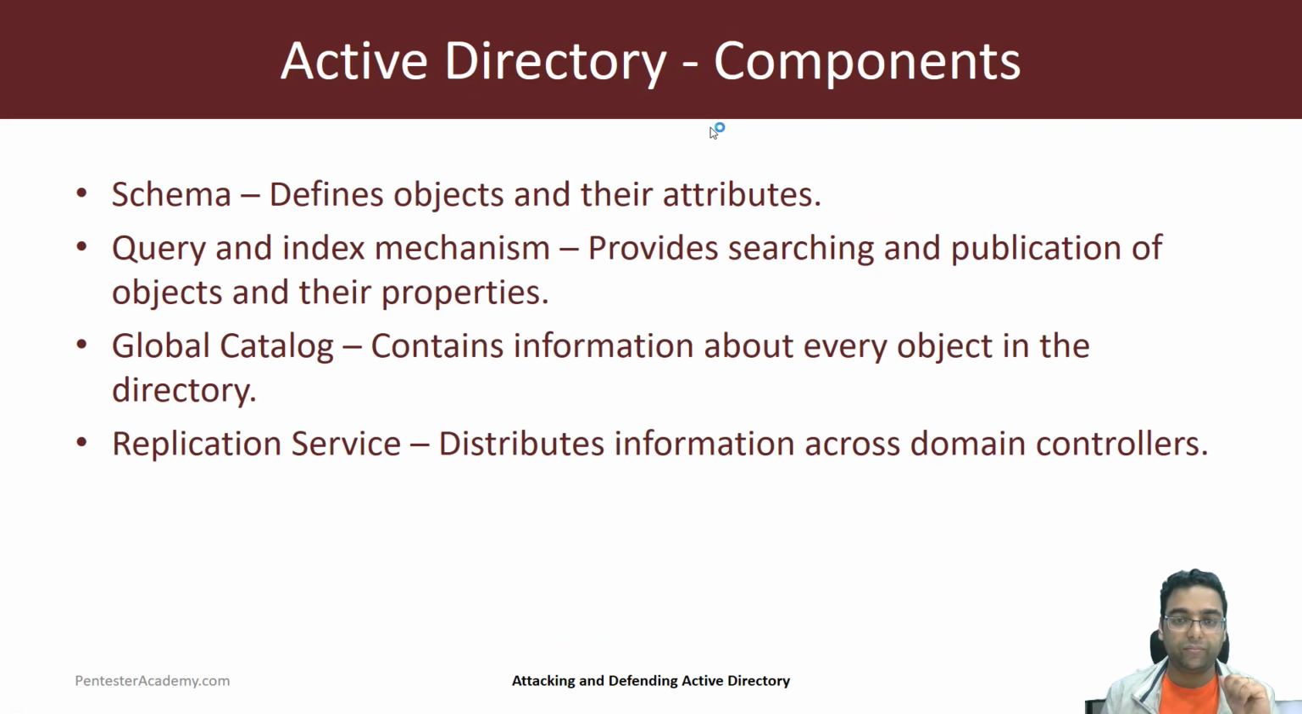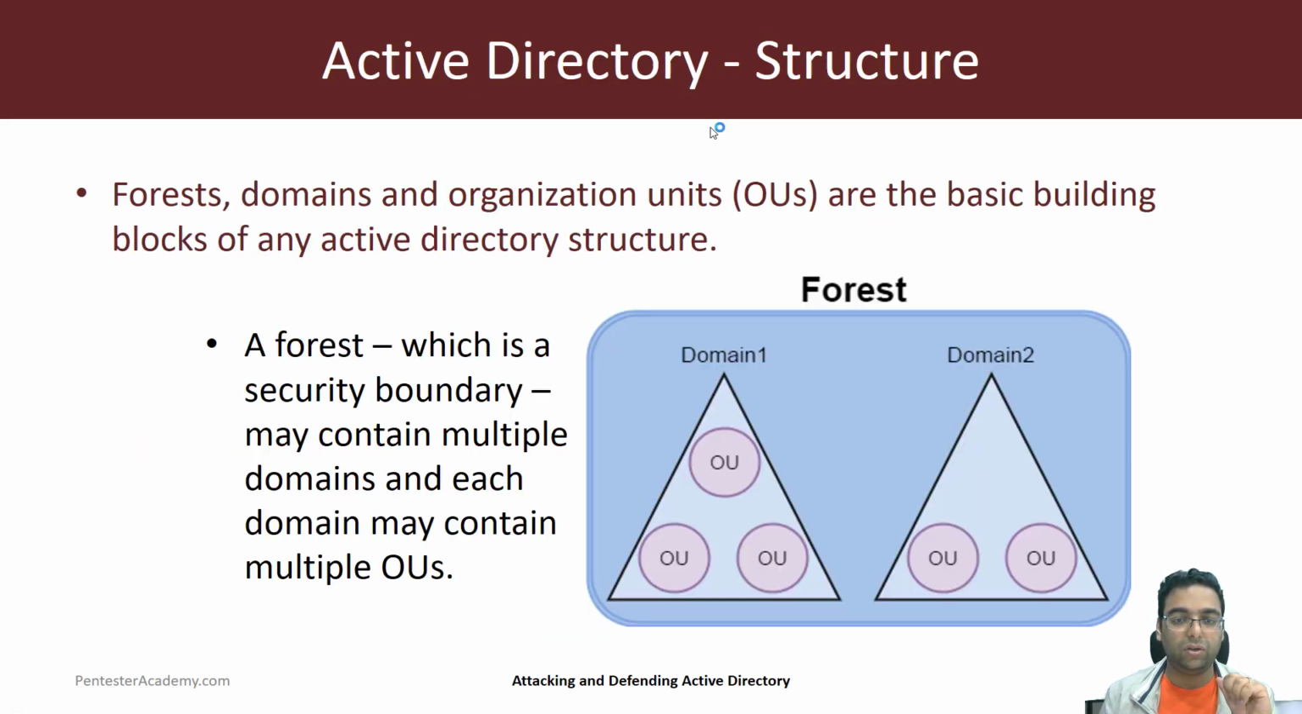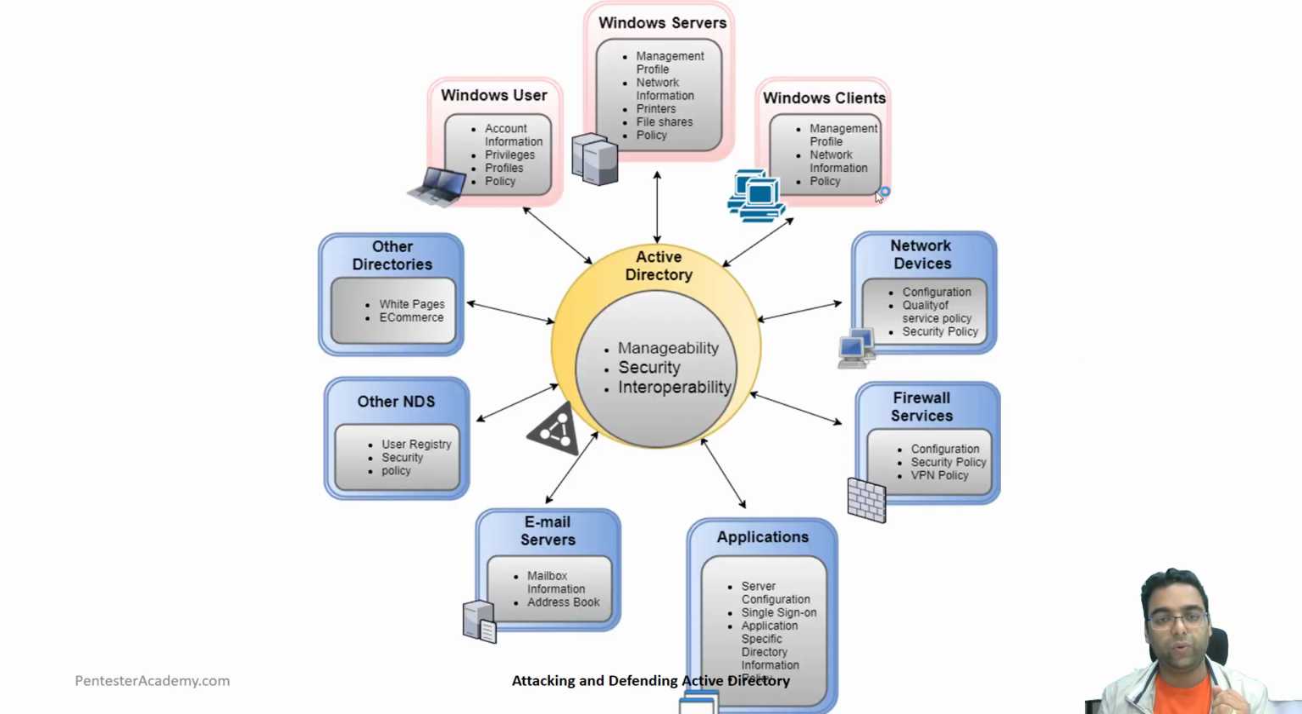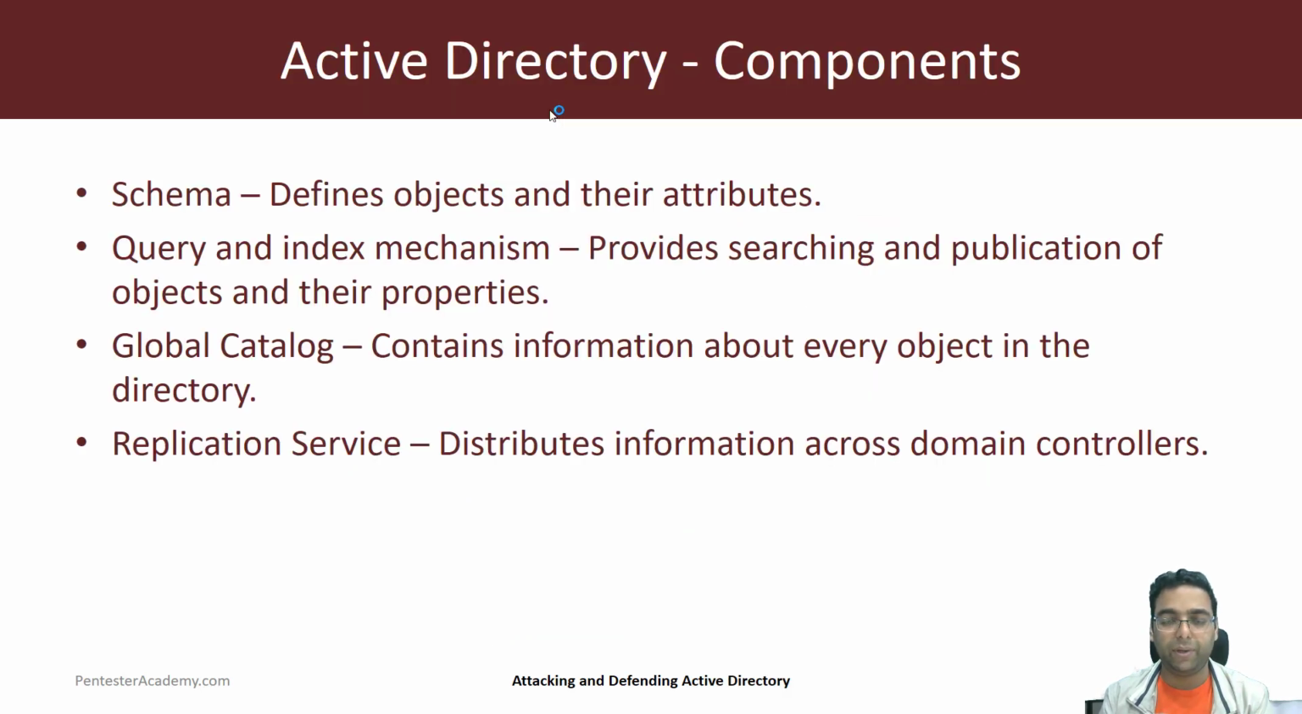Please keep in mind that when we talk about Active Directory, you think of a domain, but think of it as a forest, not a domain. We'll come back to this in a moment. Now, what are the components of Active Directory? Four major components. Schema, which defines objects and their attributes. For example, what are the attributes of Windows users, how would they be stored? That comes in the schema part.